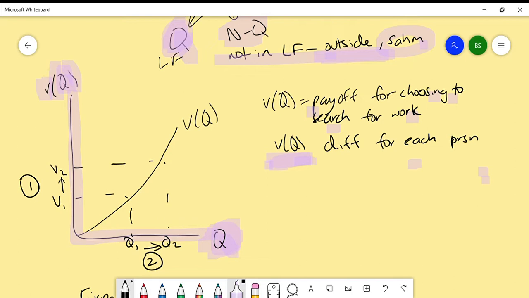Like I might not care too much about the unemployment benefits, but somebody else might care a lot about those. Anyway, it's different for each person, so it's an upwards curve like this, and it increases because as the value of being in the labor force increases, more people are going to want to be in the labor force. So Q will increase as a function of that, an upward sloping curve.